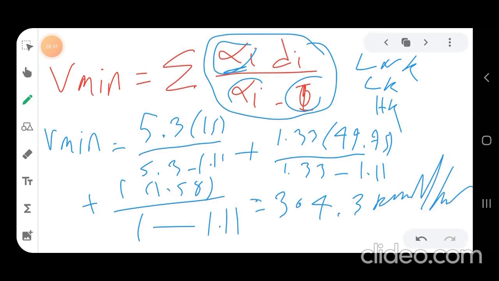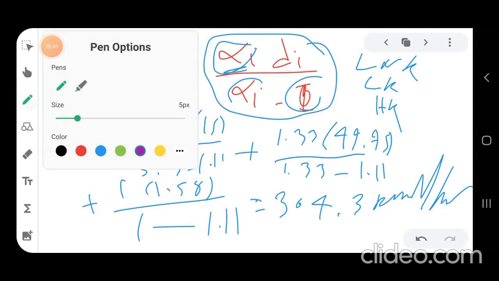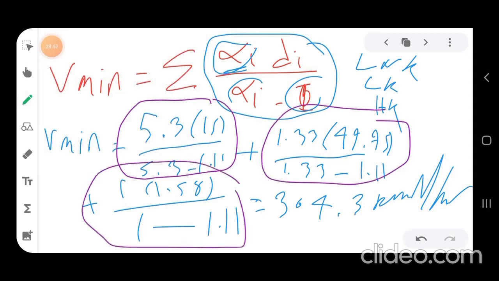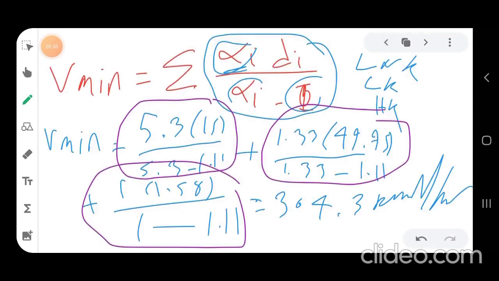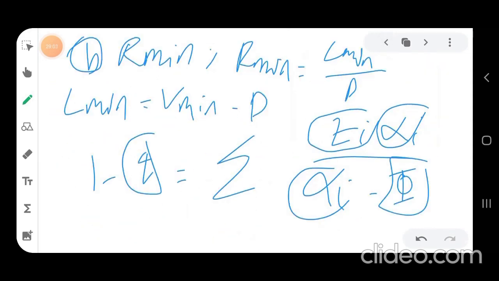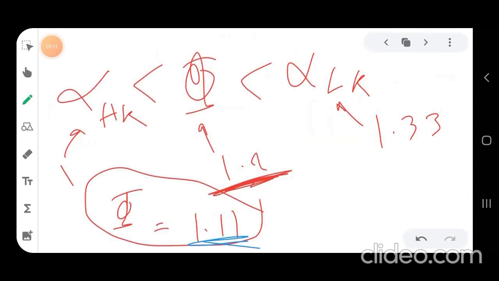Again, this term has to do with the light non-key, this term has to do with the light key, and this term has to do with the heavy key. But do we want this V minimum? No, we want R minimum. So we will do it step by step. We have V minimum, subtract D, you will get L minimum, divide L minimum by D, you will get R minimum. So let's do it.